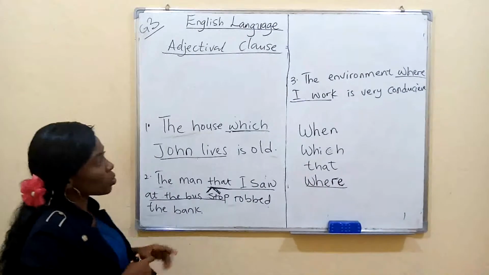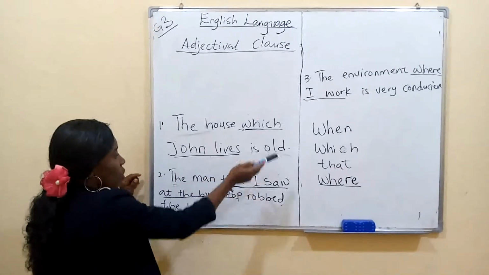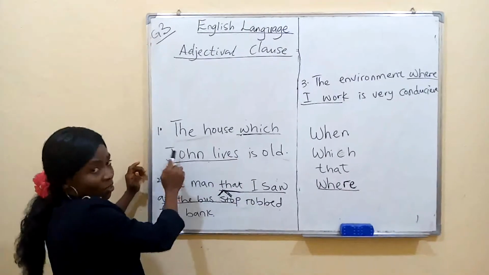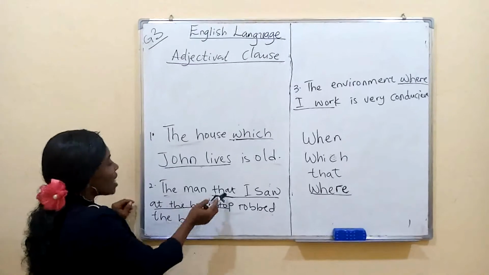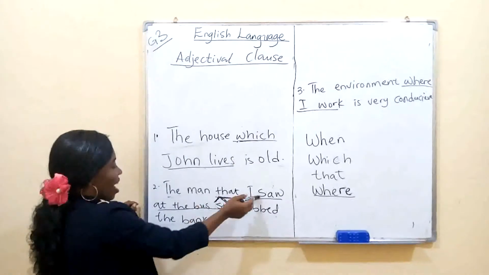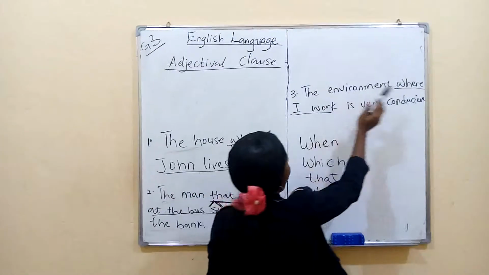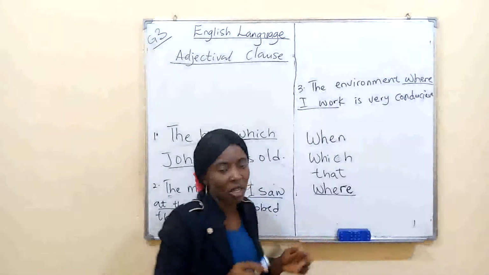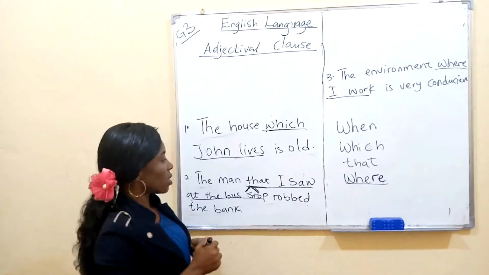So we have been able to look at these examples. Number 1, the house which John lives in is old. We underline from which. This helps us to identify our adjectival clause. We move to example number 2, the man that I saw at the bus stop robbed the bank. Example 3, the environment where I work is very conducive. Alright, learners, we are going to move to our notes now.